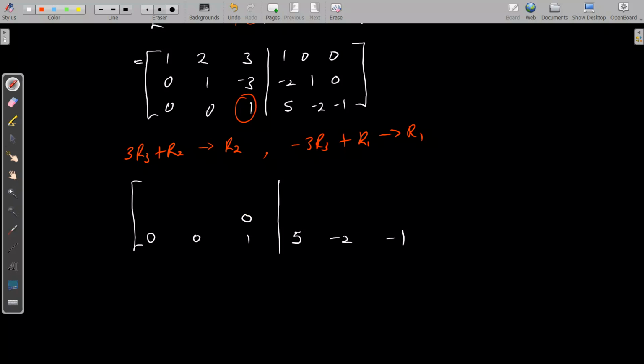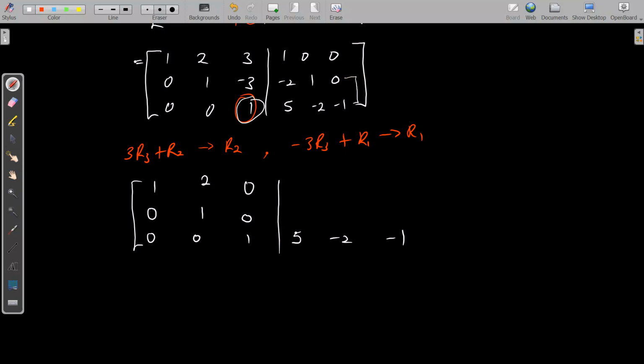And then 3 times 0 is still 0 plus 1 is 1. And then this will also give me 0. Now, negative 3 times row 3, that will give me negative 3 here, plus 3 is going to be 0. And then negative 3 times 0 plus 2 is still 2. And then negative 3 times 0 plus 1 is still 1. Right. Now you go to the other side.